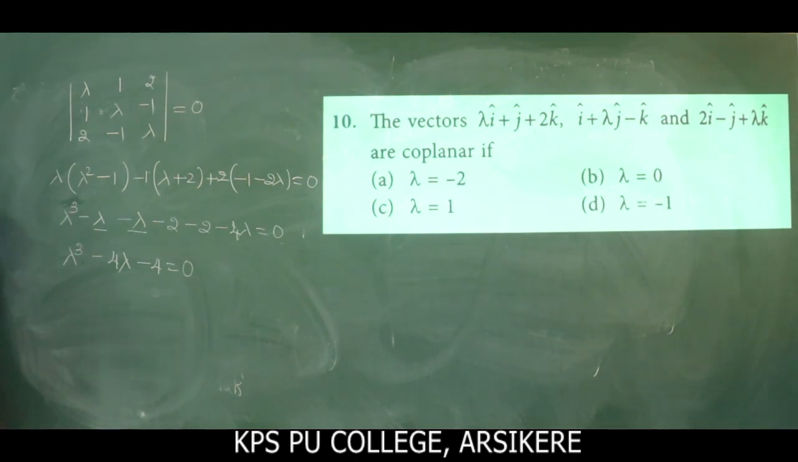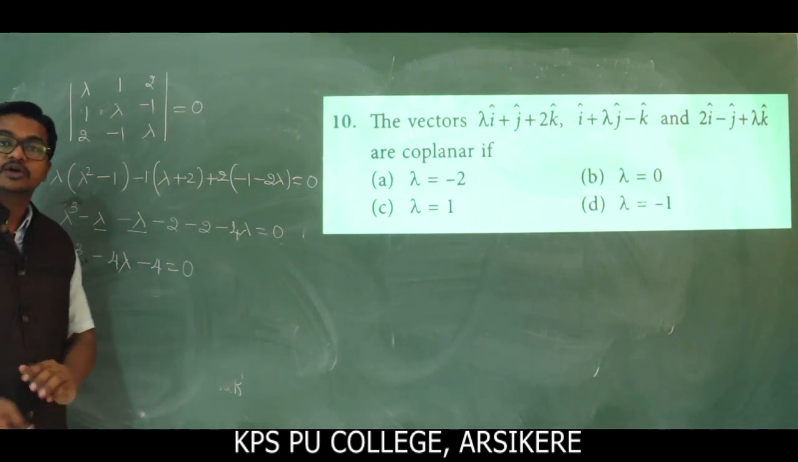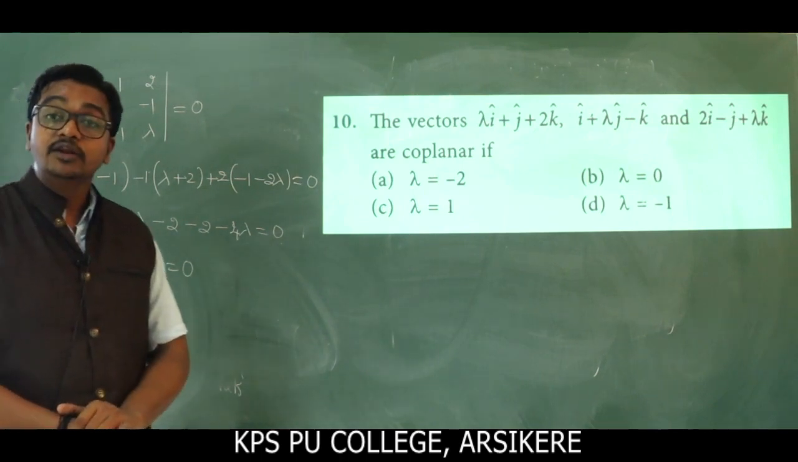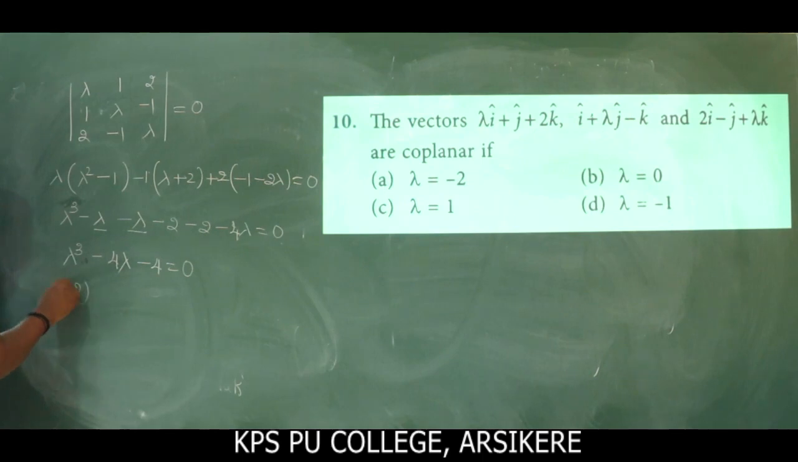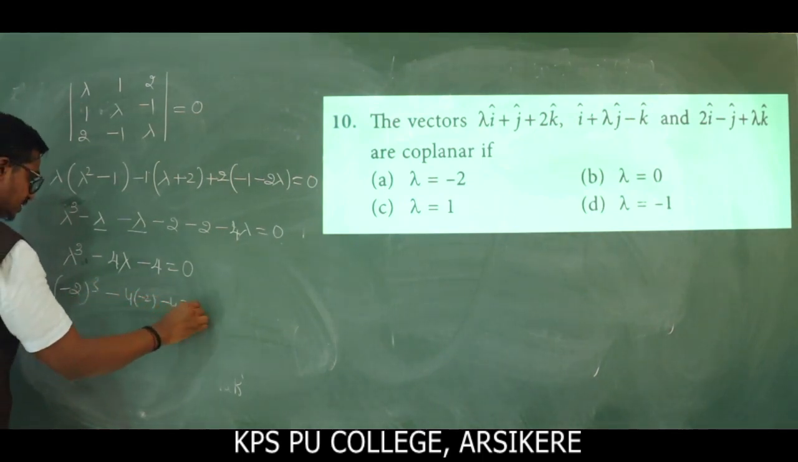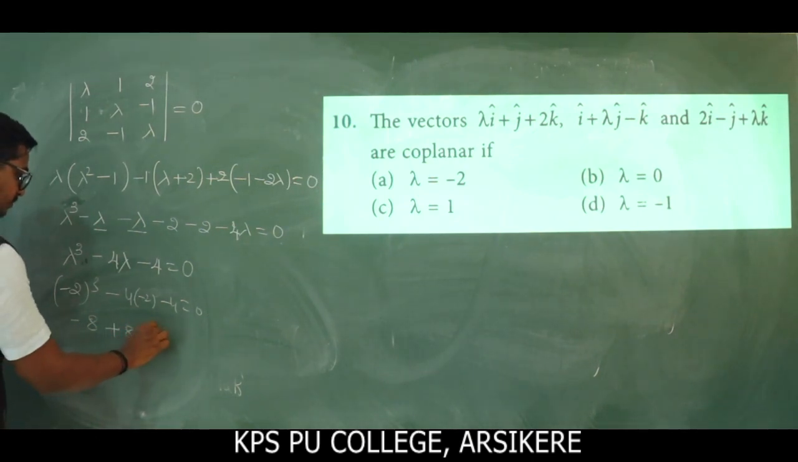Lambda is equal to minus 1. If I take minus 1, minus 1 whole cube is minus 1, minus into minus becomes plus 4, and then minus 4. Plus 4 and minus 4 get cancelled. We are left with minus 4. That is also not equal to 0. Then go with lambda equal to minus 2. Minus 2 whole cube minus 4 into minus 2 minus 4 is equal to 0. Minus 2 whole cube is minus 8, this is plus 8, and that becomes minus 4.